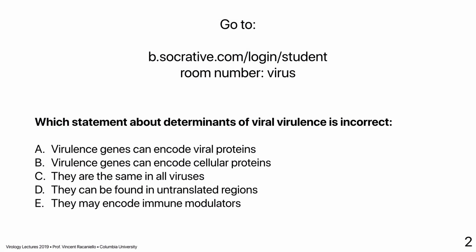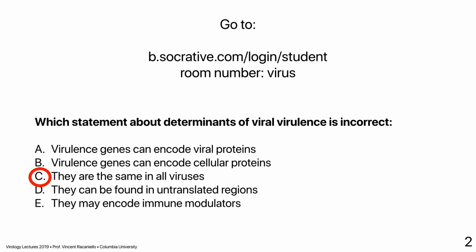All right, which statement about determinants of viral virulence is incorrect? A, virulence genes can encode viral proteins. B, virulence genes can encode cellular proteins. C, they are the same in all viruses. D, they can be found in untranslated regions. E, they may encode immune modulators.